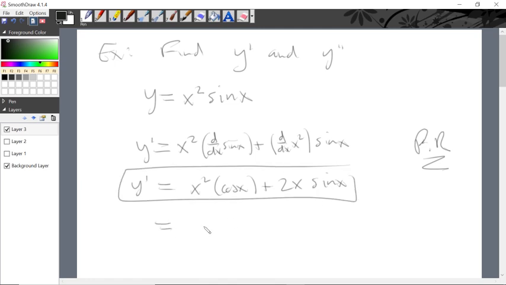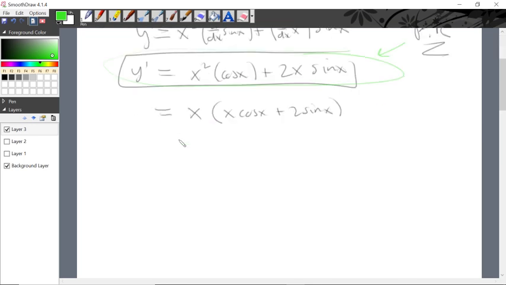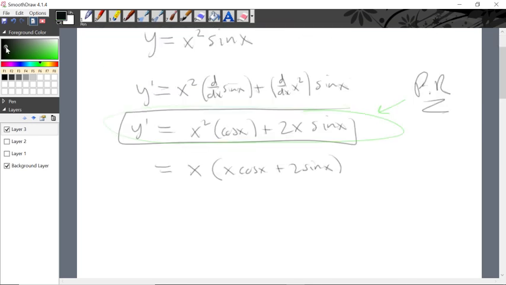Or we could simplify it. We could factor out an x, leaving behind what? x cosine x plus 2 sine x, which is another simplification we could have. Okay, this step right here shows how we've applied the product rule. Without any simplification or anything, it just shows how we've applied the product rule.